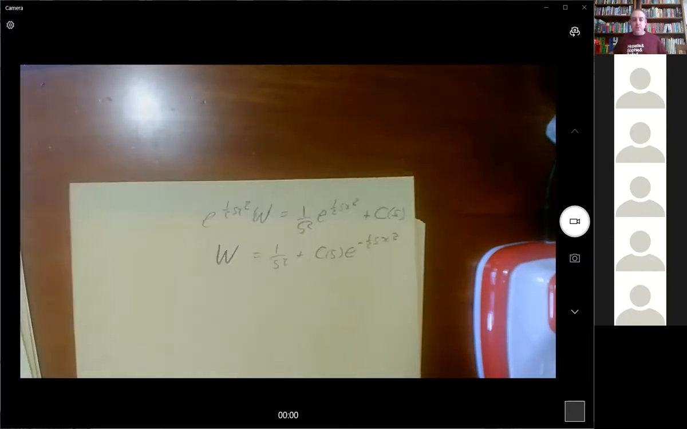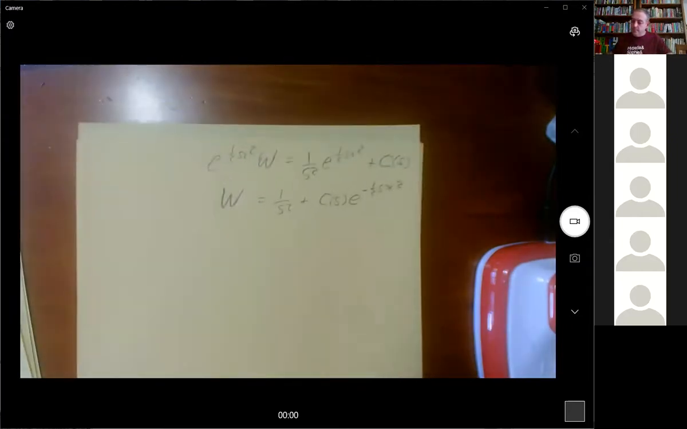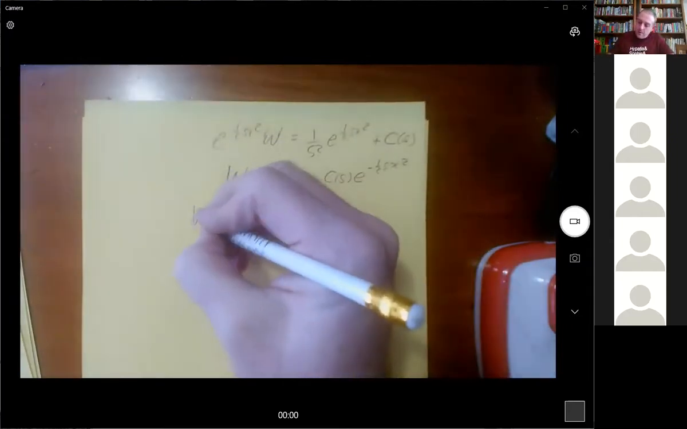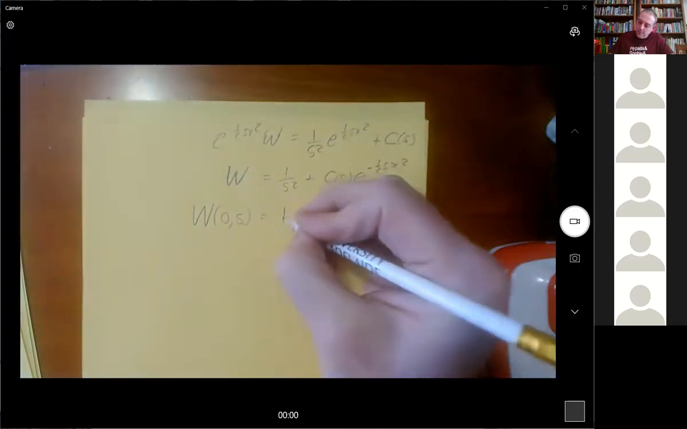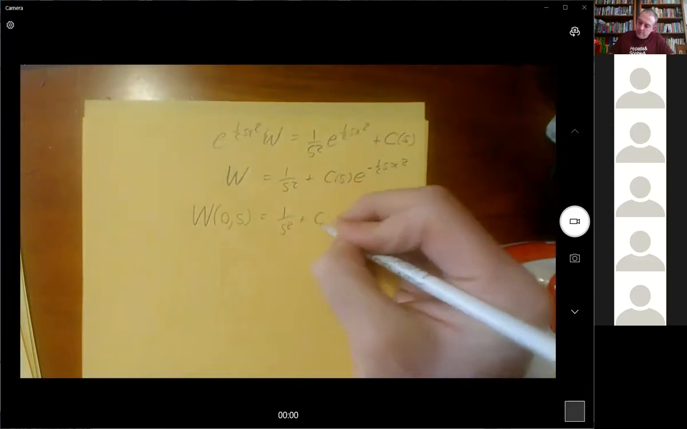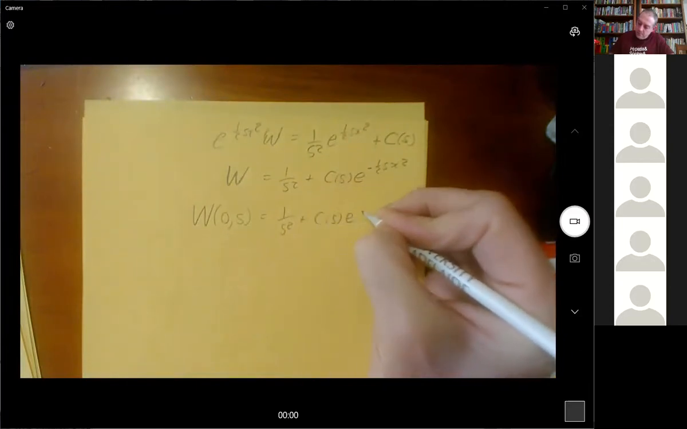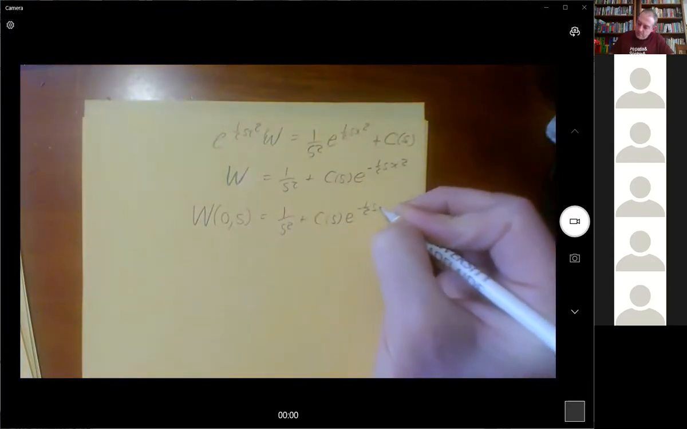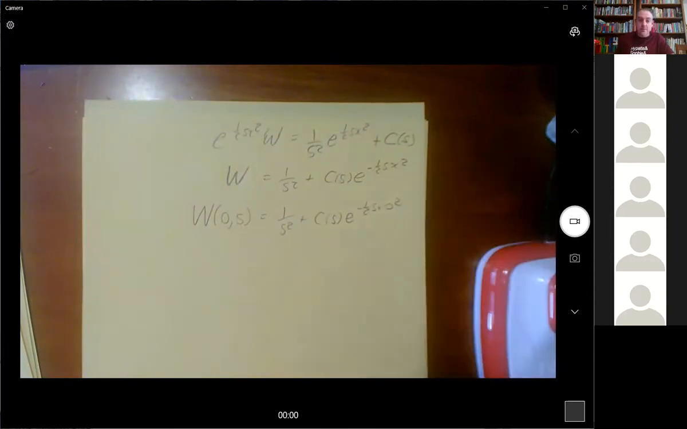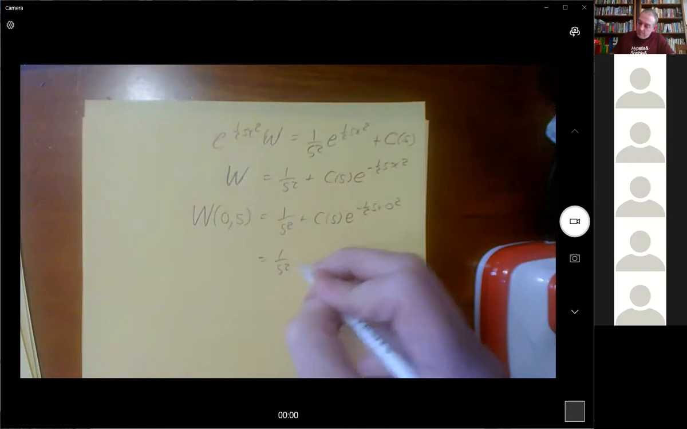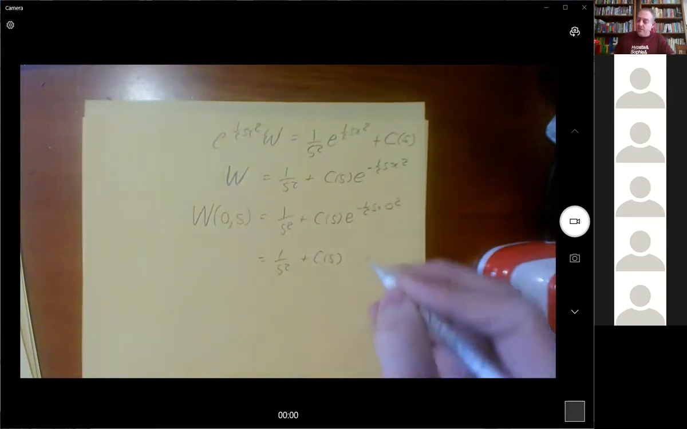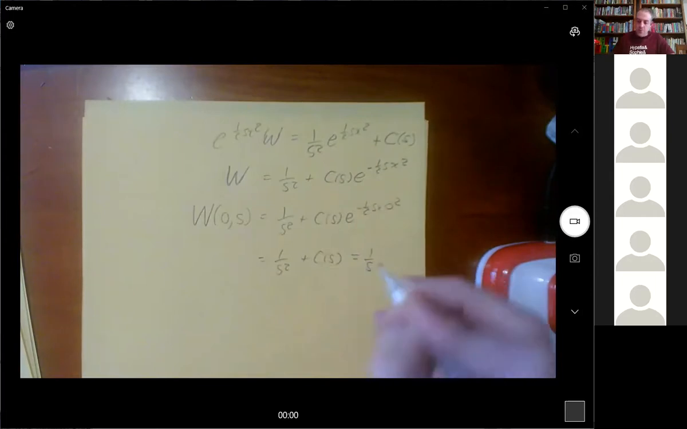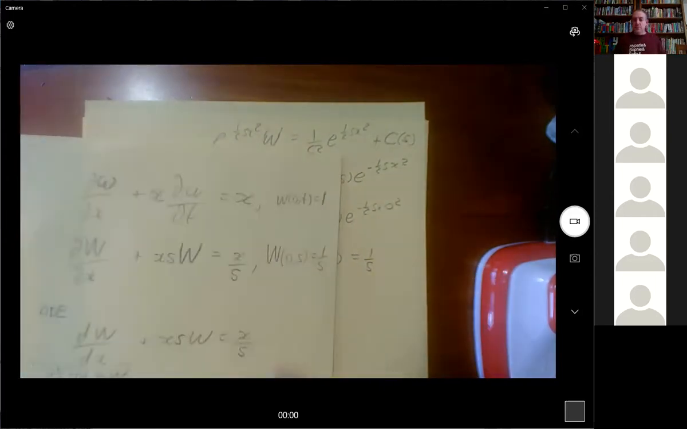So we are at this point. So capital W when x is 0 and s will be that, which comes out to this, because e to the 0 is 1. And this answer is supposed to be 1 over s according to the Laplace transformed condition.